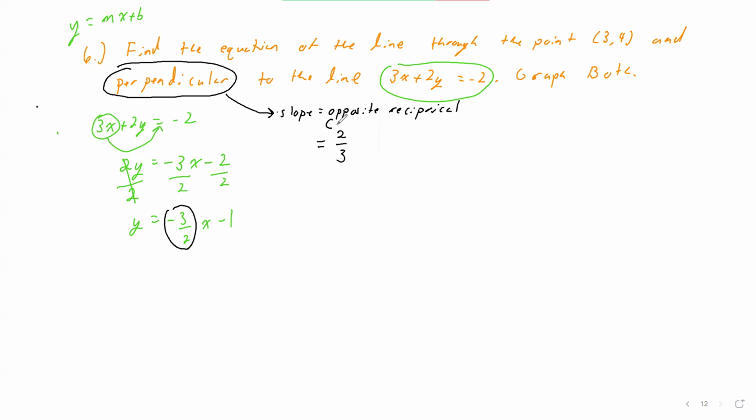So you can look at this. So this would be change sign, flip fraction. To help you out with the word opposite reciprocal. So just like before, now that I have the slope and I have a point, I can now plug it into my point slope formula. Make sure you properly label x1, y1. Keep y the same, so this becomes y minus, what's my y1?